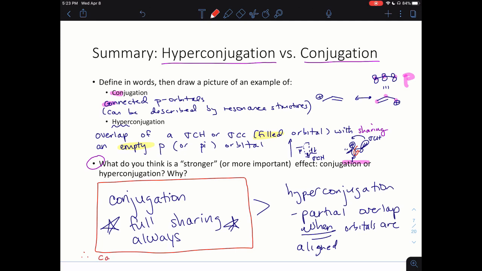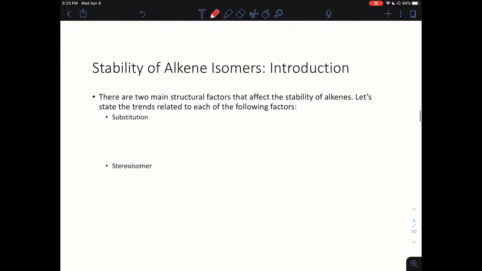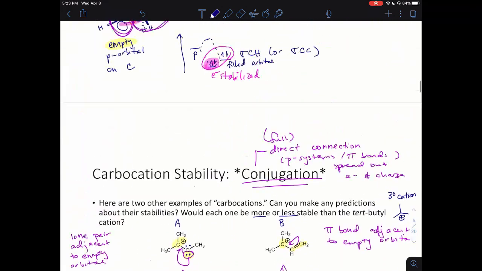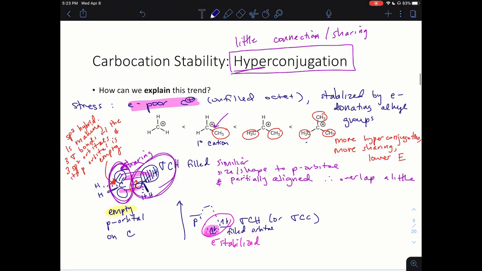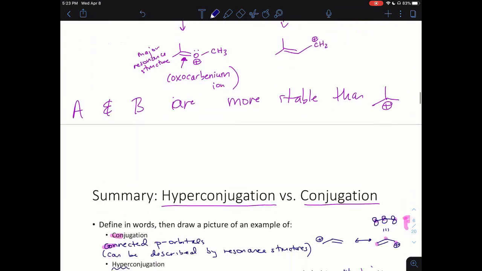So it just means that cations with resonance structures are typically, and not always, but typically, more stable than without resonance structures. Okay? Typically, not always. Okay, so we're going to move on and we're going to think about alkene isomers. So we've used hyperconjugation to explain why tertiary cations are more stable than secondary, or more stable than primary, or more stable than methyl. And then we compare that to full conjugation, which we said was a more important effect.